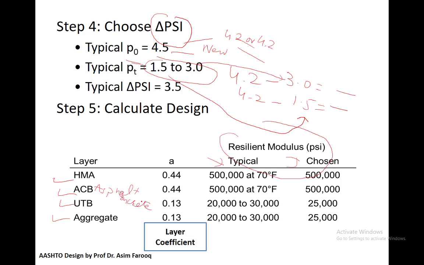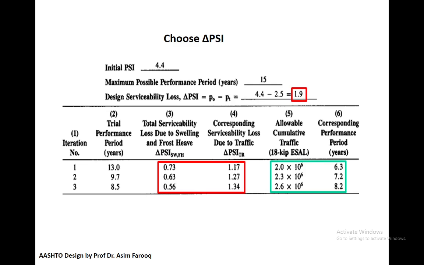So if we have the typical resilient modulus, we can also select the design resilient modulus, but we are going to determine it from here. As you can see here, the initial PSI value is 4.5 or 4.4, and the total number of years is 15. From here we can determine the serviceability losses, like 4.5 minus 2.5, which is almost 2, or 4.5 minus 1.5, which is equal to 3.